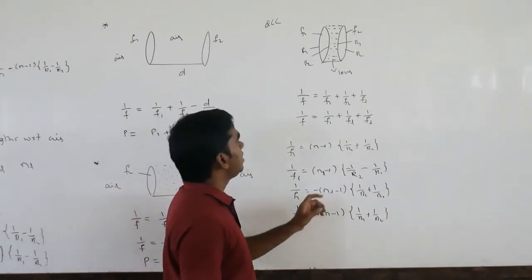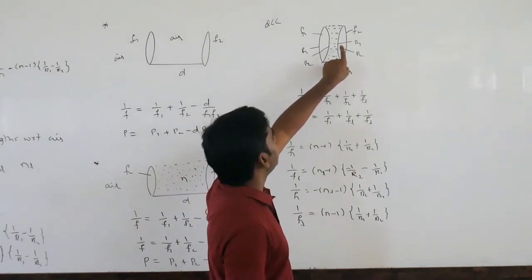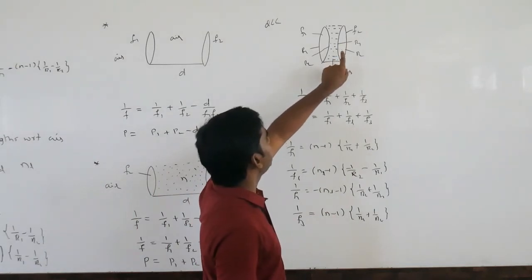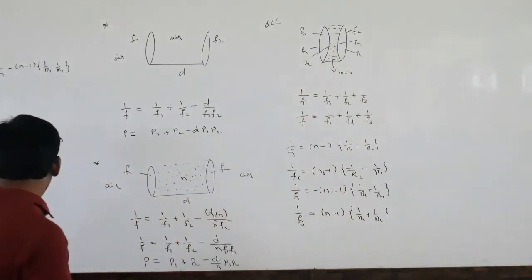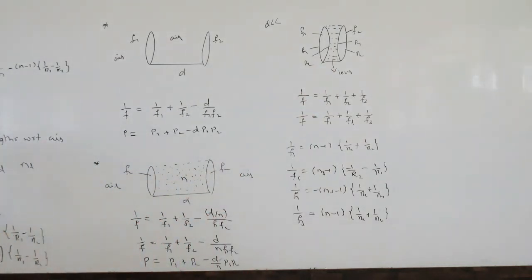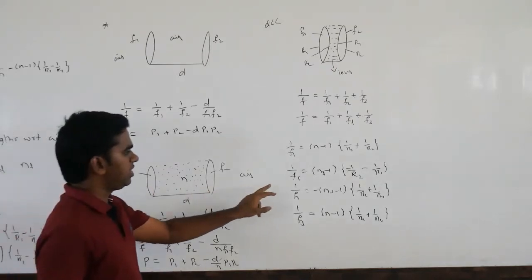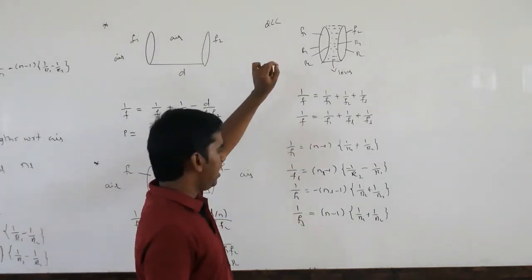Why I am doing this is, what students will do is calculate the focal length for this lens by taking this liquid also. They will use this formula. There is no need to use that formula. You can simply find F1, F2 with respect to the air medium.